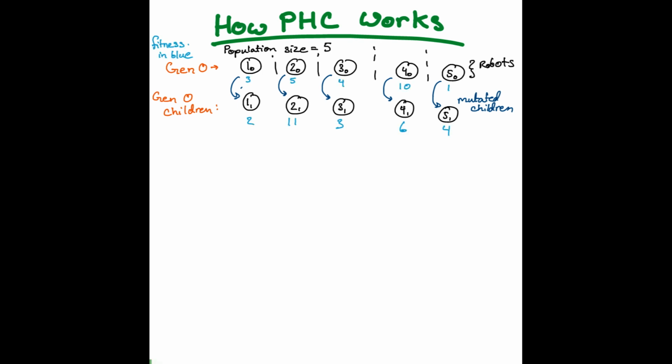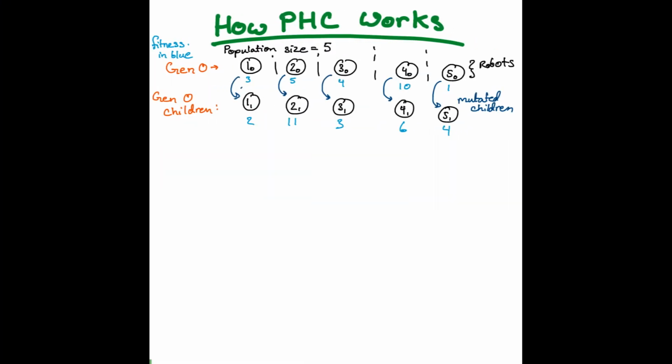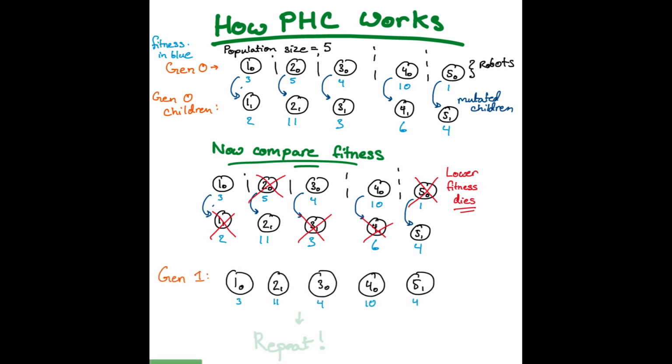To see if they could survive better in their environment, we look at their blue fitness. In this case, fitness is shown here as the direction of the black arrow. Between the child and parent, the one who moved the least in the direction of the black arrow dies. Now we are left with a new generation of robots. Once we repeat this many times, we get new robots in completed evolution through a process called parallel hill climbing.